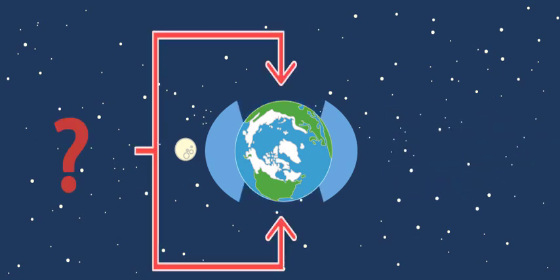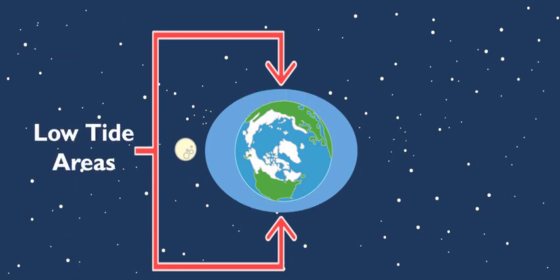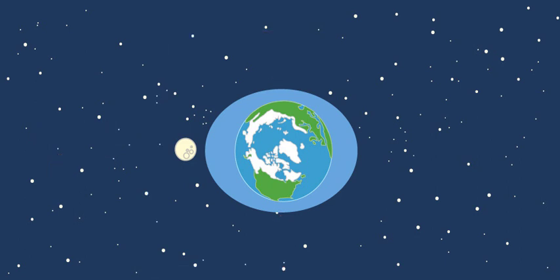So what happens to the water between these 2 bulges? Those areas experience low tides. Get it? I think so. Are the highs and lows all I have to know?